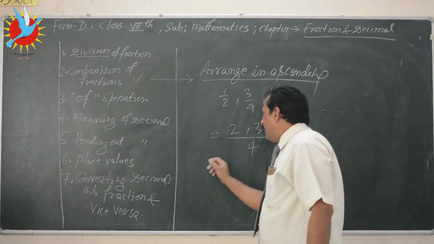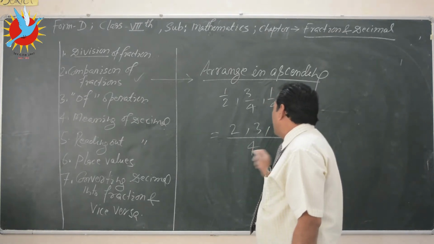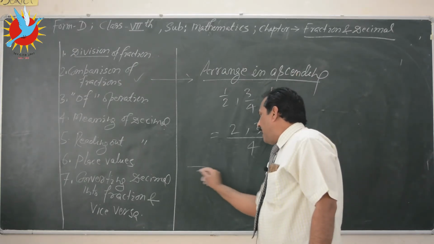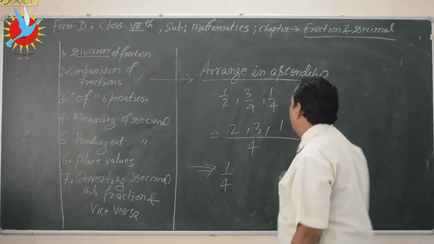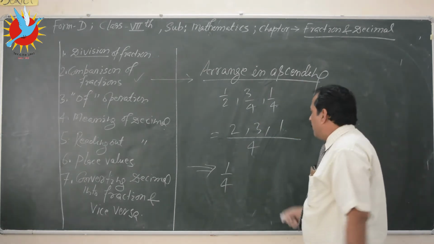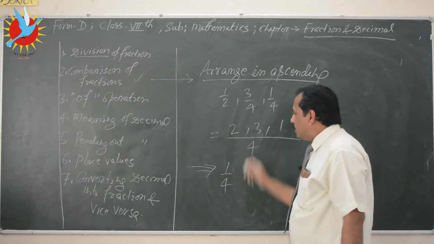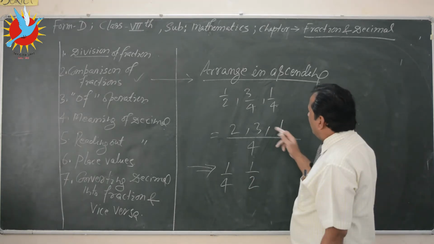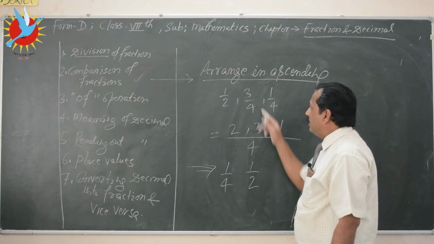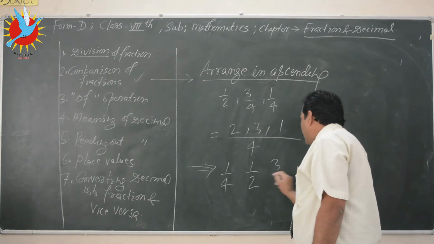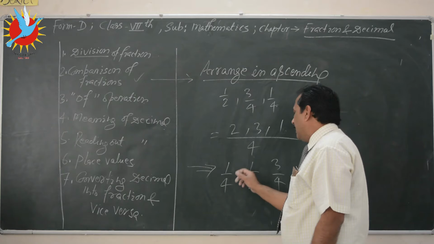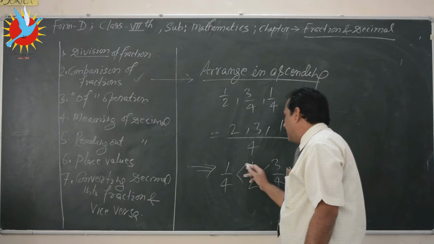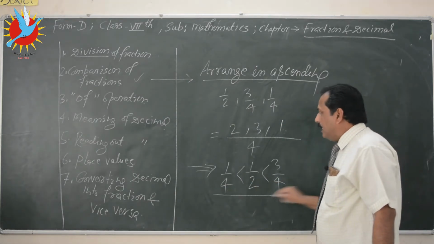And this way we can arrange these numbers. So first of all, ascending. 1 is for 1 by 4, so this implies that 1 by 4 comes first. Ascending means in increasing order. Then after 1 there is 2, and 2 is for the first fraction, so this is 1 by 2. And then the largest one, the greatest one, 3 by 4. So 1 by 2 is less than 3 by 4, and 1 by 4 is less than 1 by 2. So this is in ascending order.